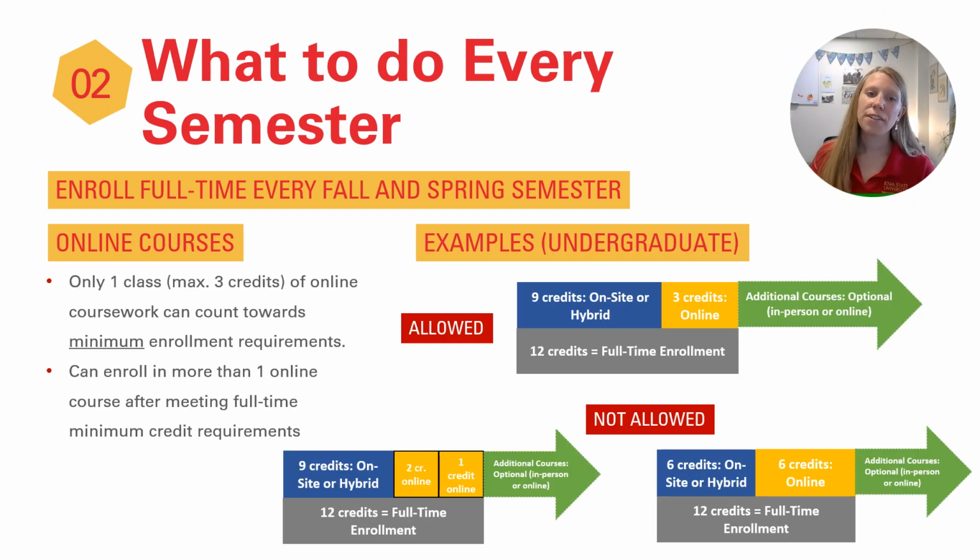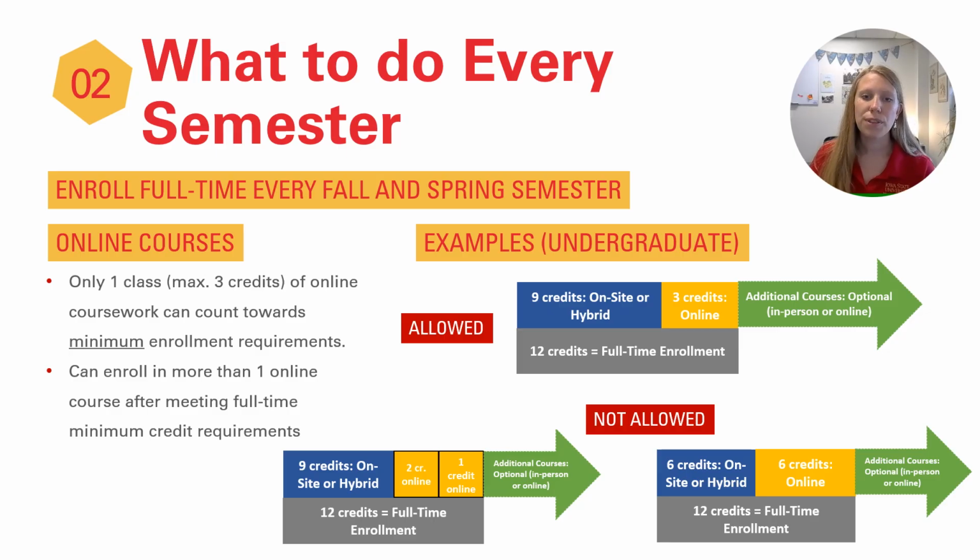This slide is intended for undergraduate students, those pursuing a bachelor's degree or a non-degree student at the undergraduate level. Graduate requirements will be discussed on the next slide. F1 regulations restrict the number of online courses an F1 student can take. F1 students are only allowed one online course, not to exceed 3 credits, to count towards full-time enrollment. Once the full-time enrollment requirement is met, students can take as many additional online courses as they'd like.